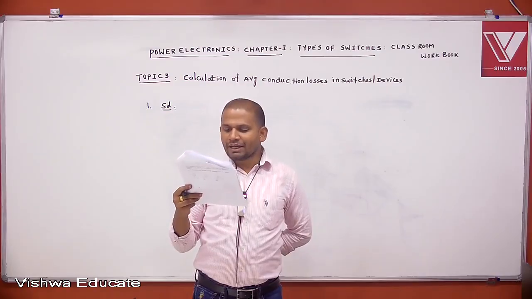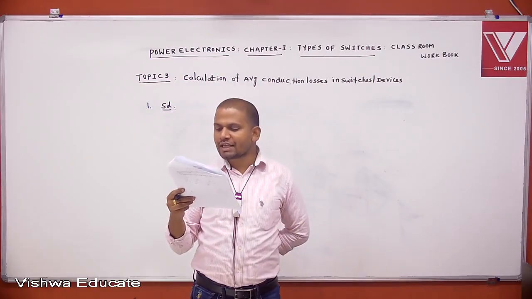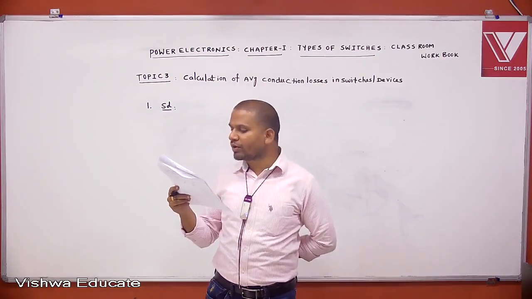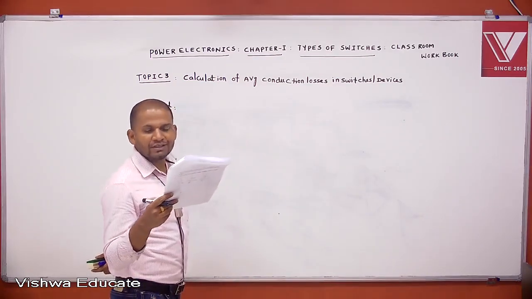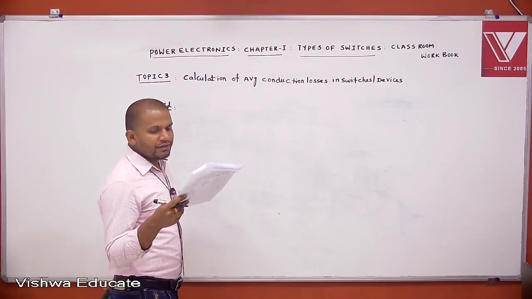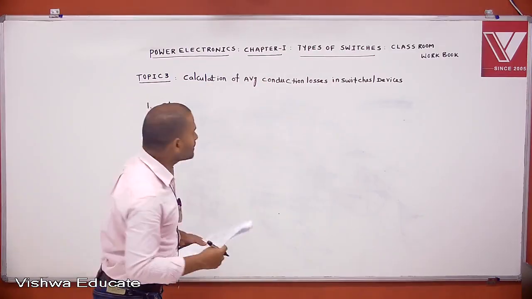A MOSFET is modeled as an on-state resistance of 2 ohms and voltage drop of 1.5 volts. A current waveform as shown in figure is applied to the MOSFET. The average on-state power loss is dash.